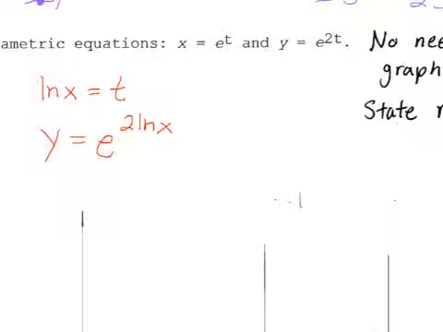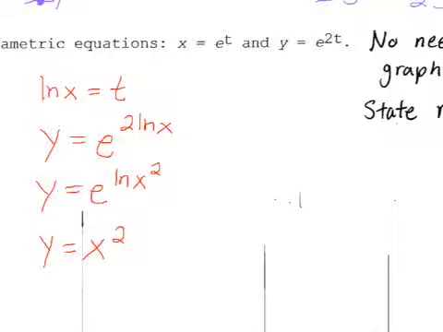And we would like to cancel out the e in the natural log, but remember you can't do that until you move the 2 to the exponent of the x. So now we have y equals x squared as our rectangular equation.